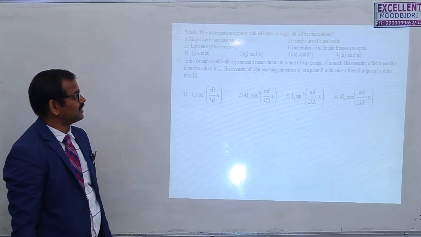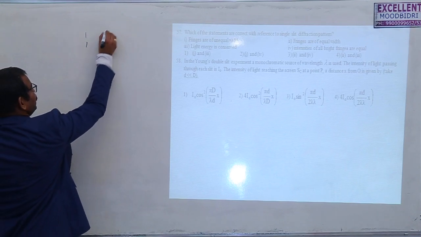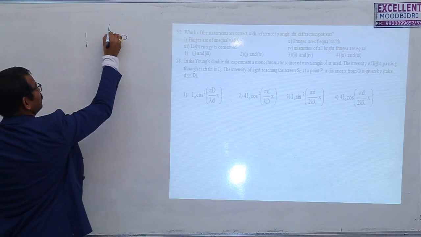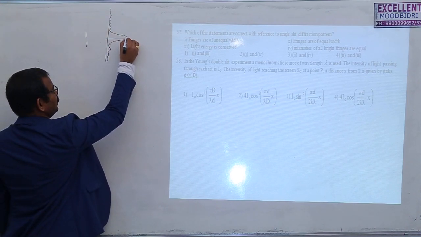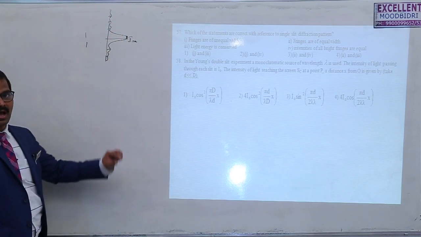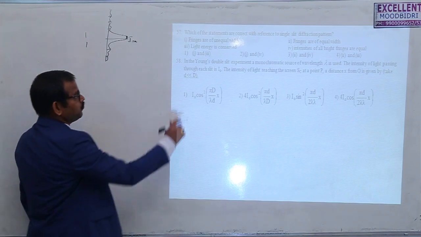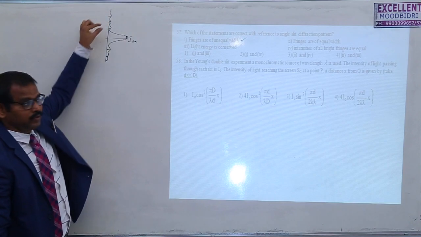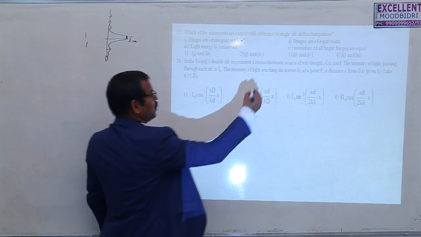Which of the following statements are correct with reference to the single slit diffraction pattern? In a single slit diffraction pattern, we have seen this. If you draw this diffraction intensity distribution curve, the central maximum will have maximum intensity followed by less intensity for the other bright fringes. That means all the fringes will not have equal intensity. Here, which of the following are correct? Fringes of unequal width, it is clear. This is having more width followed by small width only. So fringes of equal width, this is wrong here.